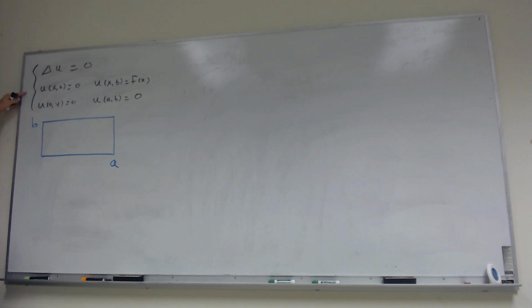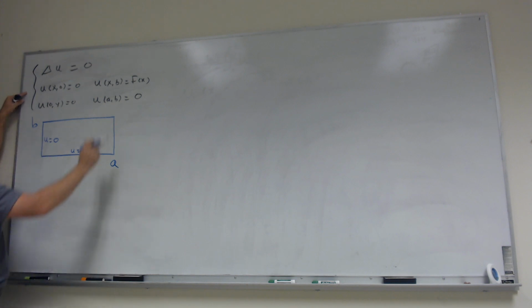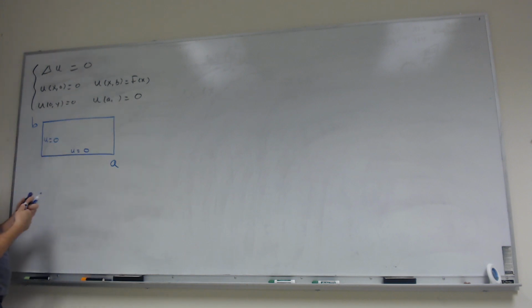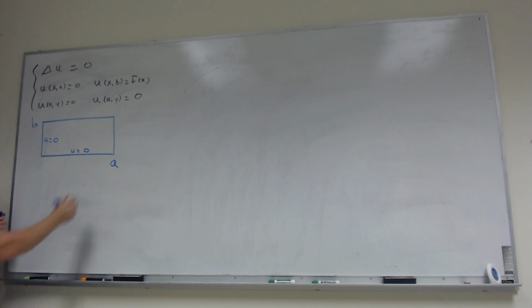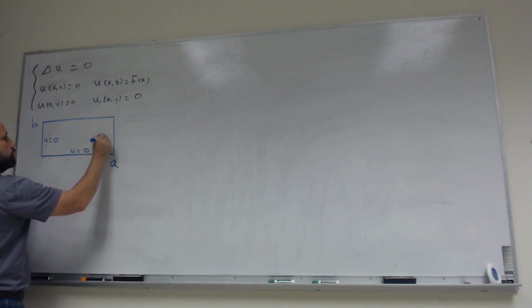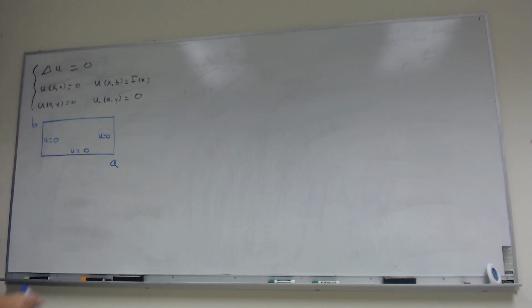And what do we know? We know that along this line, when y is equal to 0, u is equal to 0. Along this line, x is equal to 0 and y is varying, and right here we know u is equal to 0. And this is wrong here. This should say u of (a, y) is equal to 0. So we know along here u is equal to 0. And then along the boundary up here, when y is equal to b, u is equal to f of x.